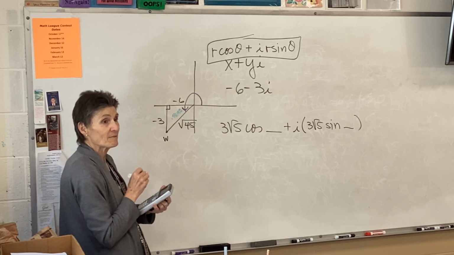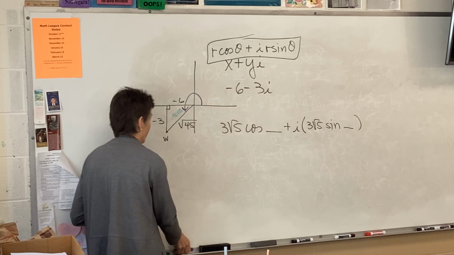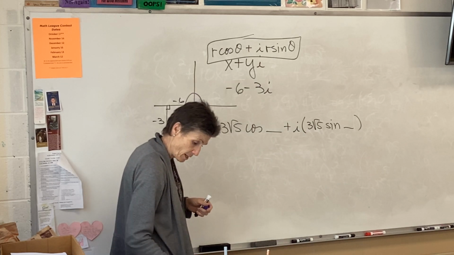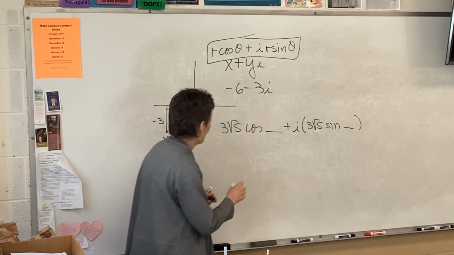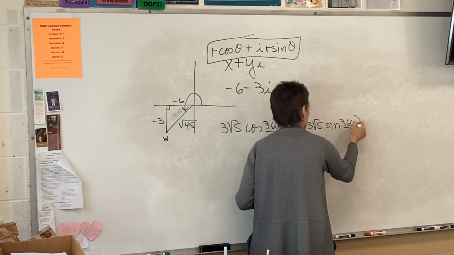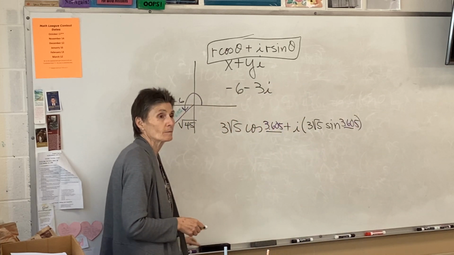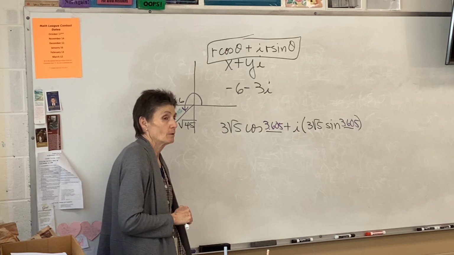But that is not my theta. What's my actual theta? Pi plus that, so just plus pi. Perfect. 3.605. And there is your number in polar. Okay?